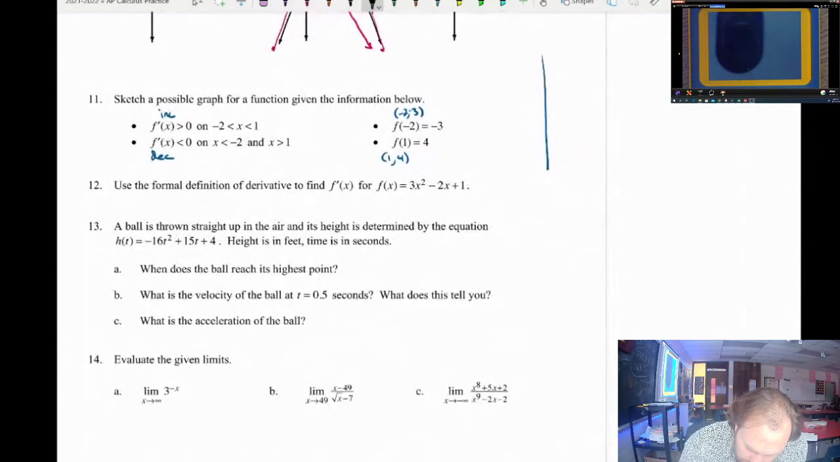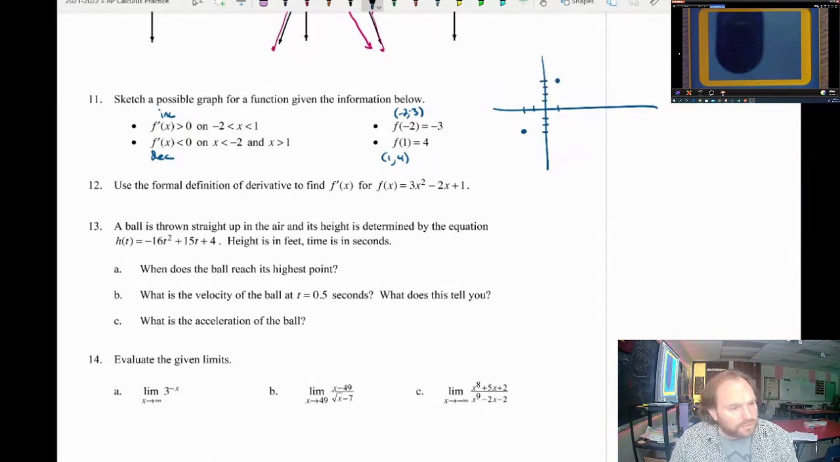It seems pretty easy to me. We're going to go back 2 and down 3 to go right there. We'll go to the right 1 and up 4 to go right there. Those 2 points have to be on the graph. And then we have to have it increasing from -2 to 1, which kind of has to happen anyway, and decreasing everywhere else. So the graph should look something like this. Decrease to that point, increase to this point, decrease after that. That'll do.